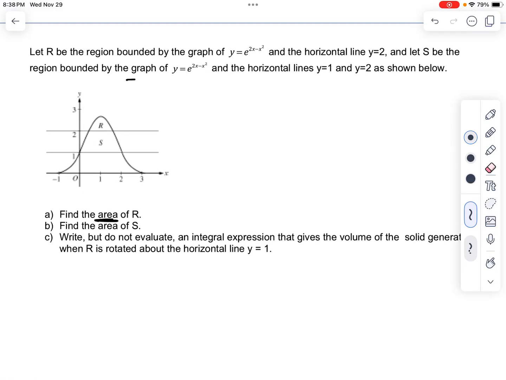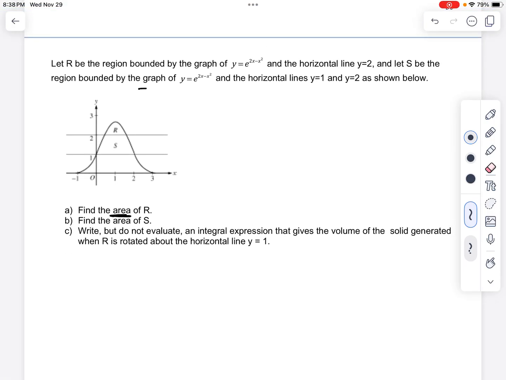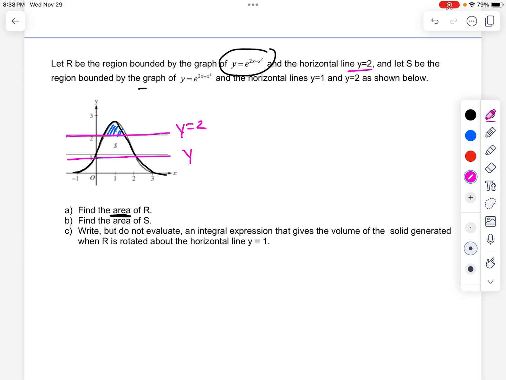Okay, this is going to be a calculator active problem, so you can use the calculator to evaluate everything. Part A asked you to find the region of area R, so that's just this little region right here. Notice this graph only really has one main function, y equals e to the 2x minus x squared, and then your only other two functions are the horizontal line y equals 2, and the horizontal line y equals 1.